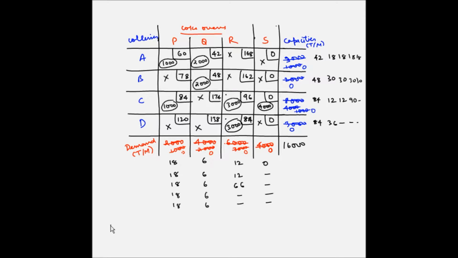So the total cost is equal to the units transported multiplied by the cost per unit. So 1000 multiplied by 60 plus 2000 multiplied by 42 plus 2000 multiplied by 48 plus 1000 multiplied by 84 plus 3000 multiplied by 96 plus 4000 multiplied by 0 plus 3000 multiplied by 84.